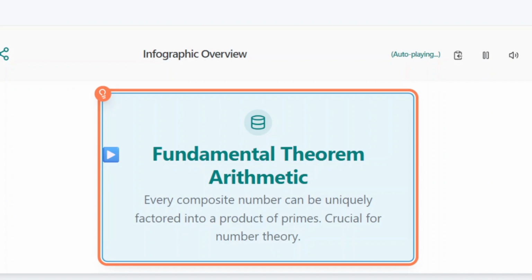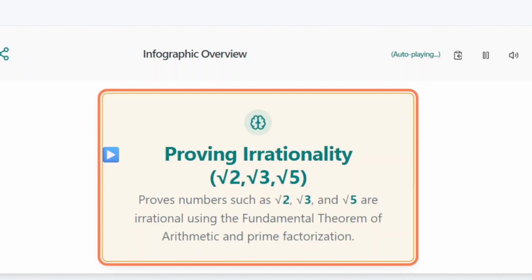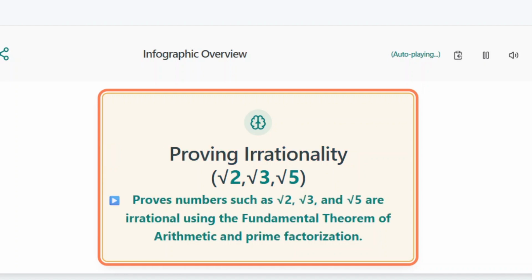Fundamental theorem of arithmetic. Every composite number can be uniquely factored into a product of primes. Crucial for number theory. Proving irrationality of square root 2, square root 3, square root 5. It proves that numbers such as square root 2, square root 3, and square root 5 are irrational using the fundamental theorem of arithmetic and prime factorization.